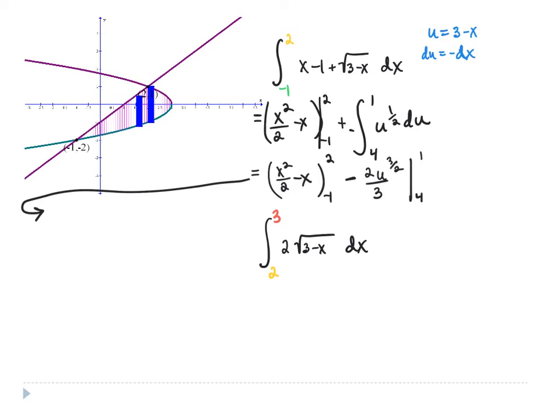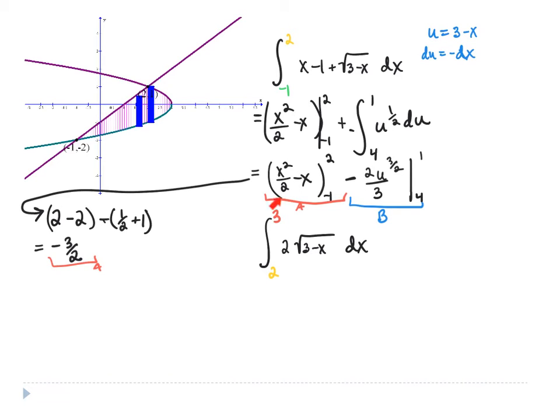So we're going to plug everything in. So I'm plugging in 2 into this function. So 2 squared is 4, over 2 is 2. Subtract 2, which is 0. And then I have -1 squared, which is 1, so this is 1/2, plus 1. Okay, and that gives me -3/2.